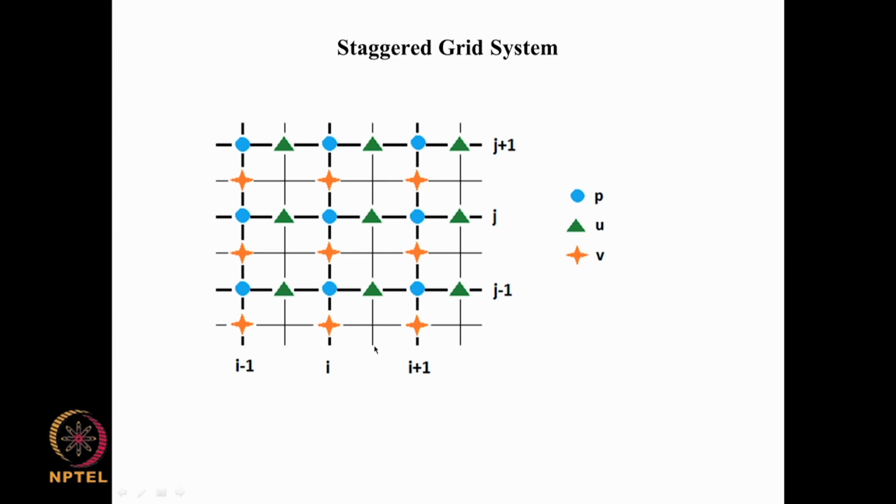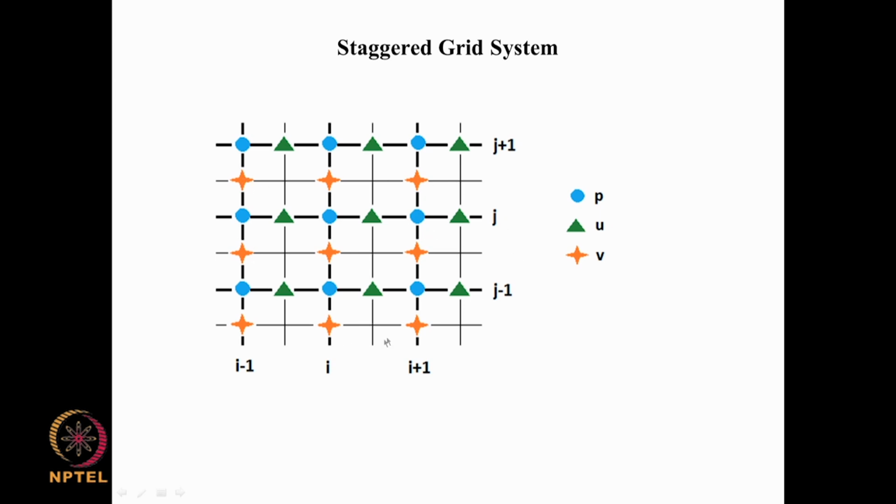So, this is at i plus half j, i plus half j minus 1, i plus half j plus 1. These are the triangles; the green triangles are the locations at which u is evaluated. Similarly, v is evaluated at the stars, and these are displaced in the vertical direction by half a grid spacing. So, that is at i j plus half, at i j minus half, and again i minus 1 j minus half, and i minus 1 j plus half, like that.